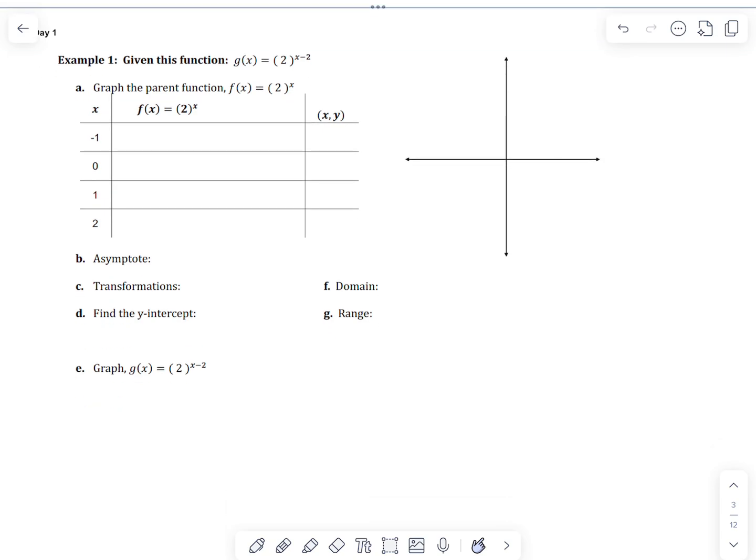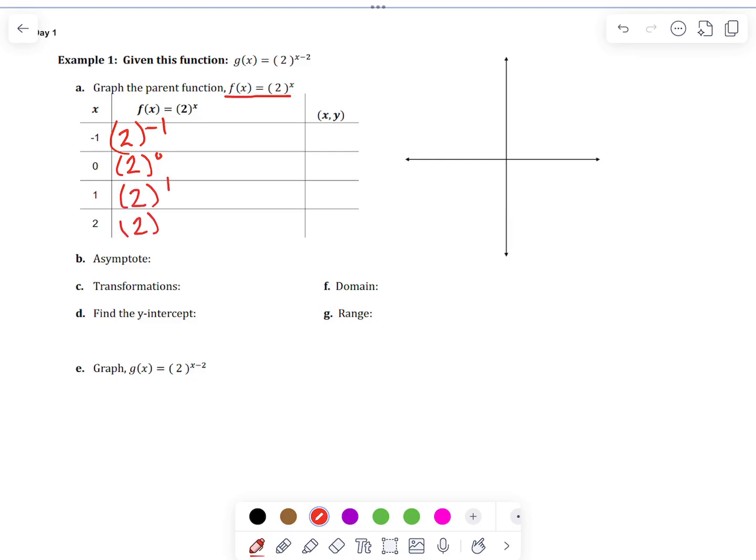So here's an example. Given this function, and it's an exponential, base 2 raised to the power of x minus 2. So what we do first is we graph the parent function. So the parent function is 2 to the x power. So we evaluate it for some nice x domain values. So 2 raised to the negative 1, 2 raised to the 0, 2 raised to the first, 2 raised to the second.